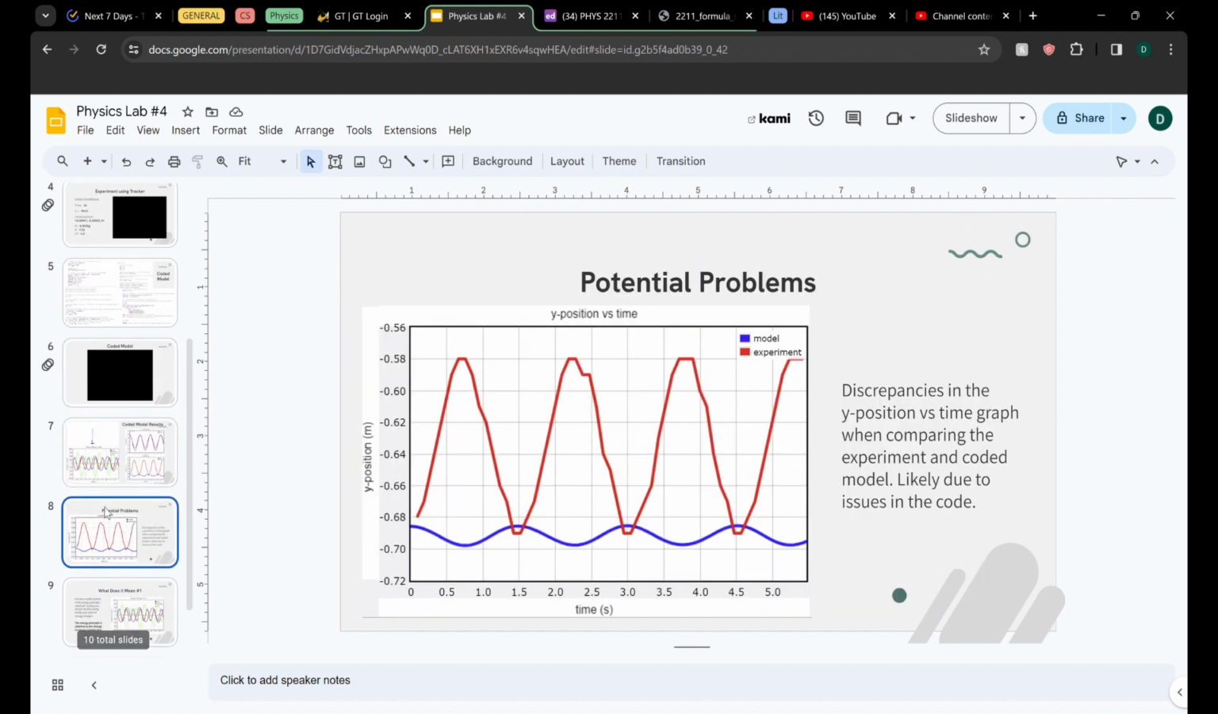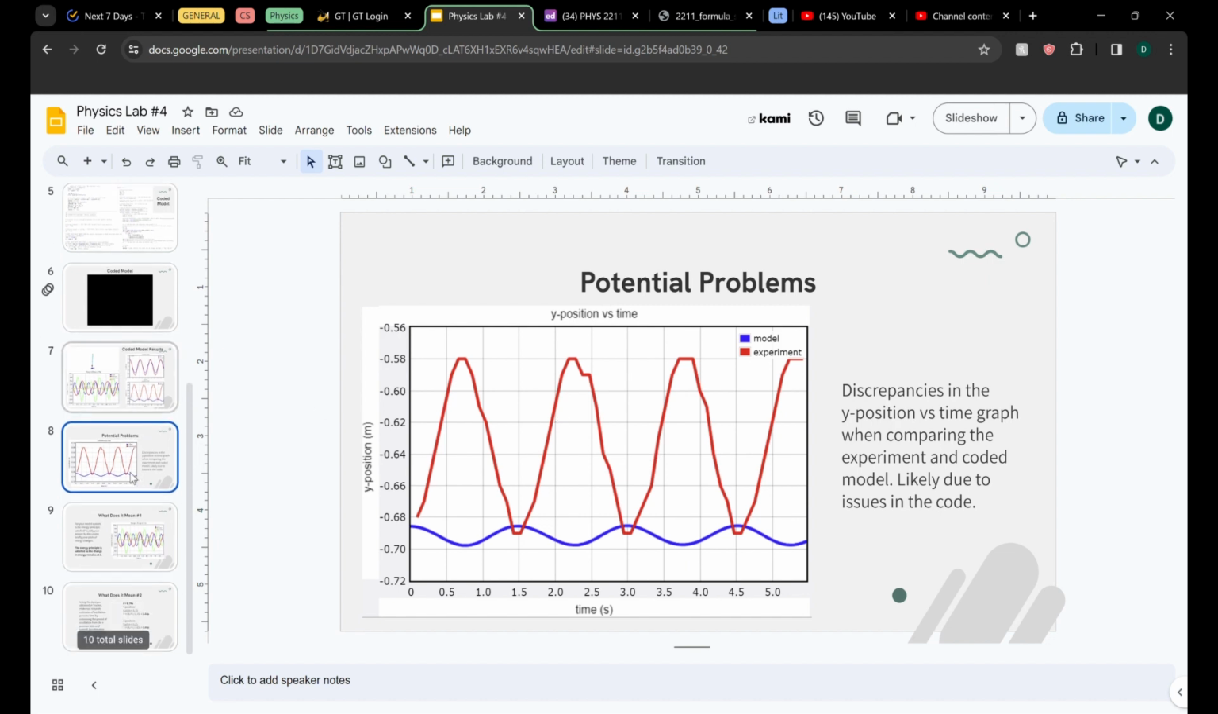So, as you can see here, here's a closer look. There's a lot of discrepancies with the Y position versus time. The peaks are opposing each other, and the magnitude of the model is just way smaller than that of the experiment. So this is obviously just due to issues in my code. I didn't write the code that involved the Y position well enough. So that's what led to these discrepancies.